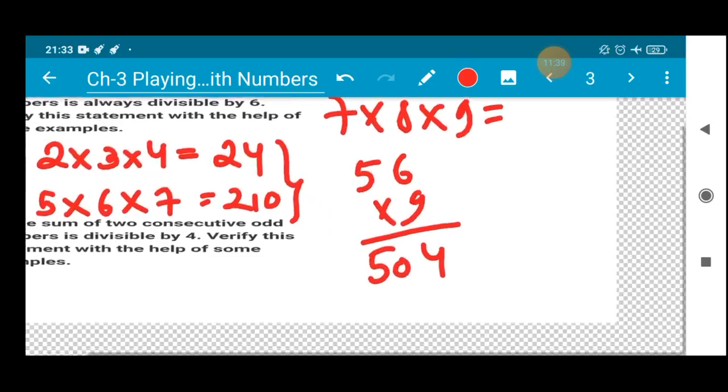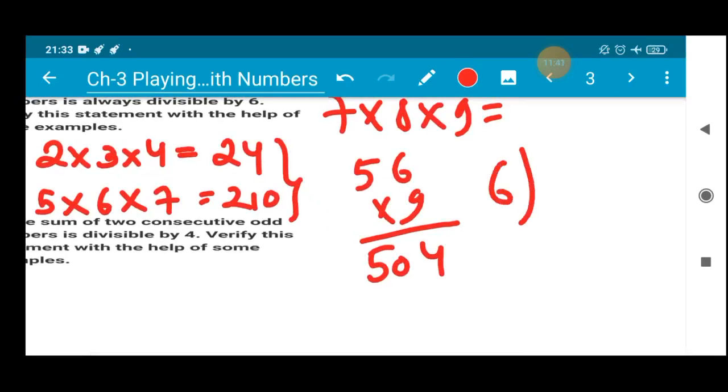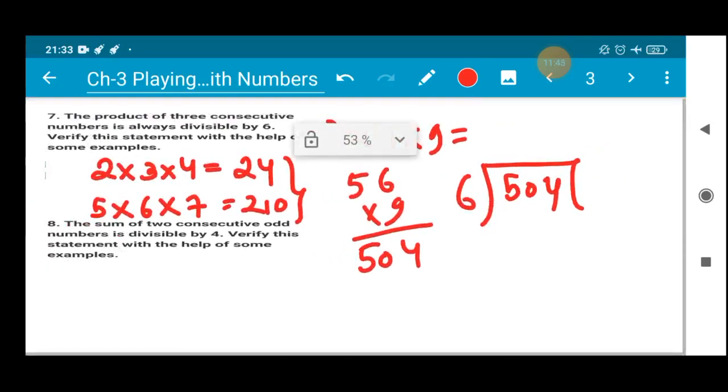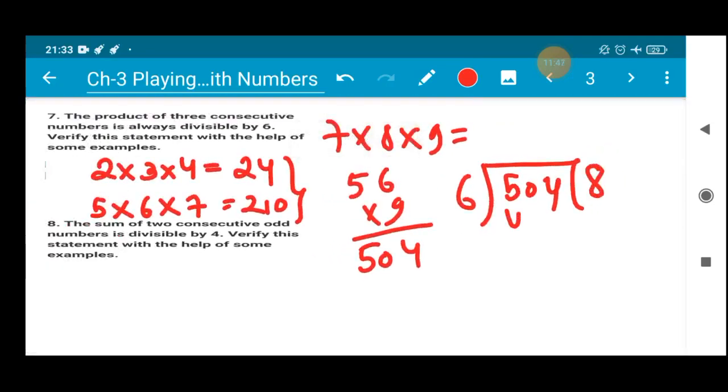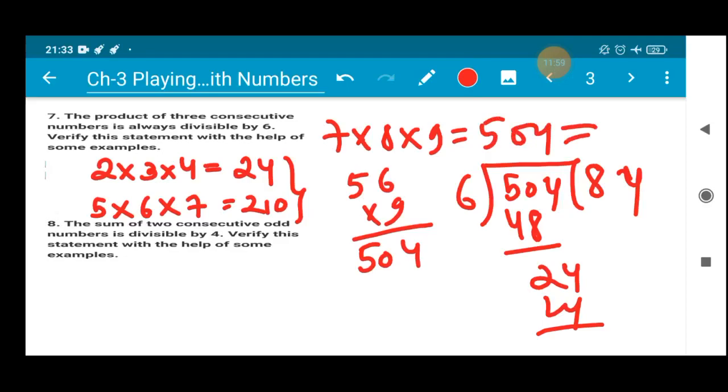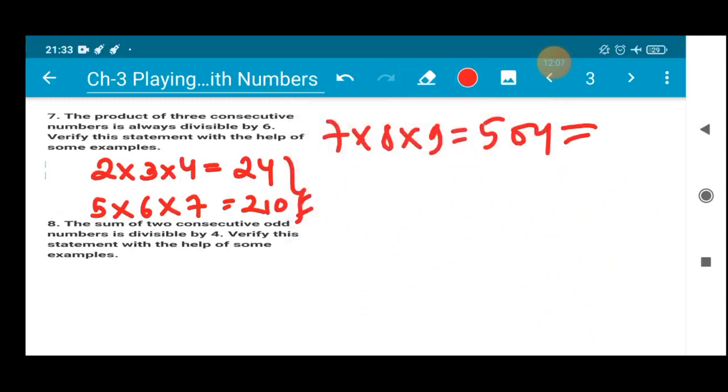Now you have to check whether this 504 is divisible by 6 or not. 6 times 8 is 48. So 6 times 4 is 24. Yes, even this number is divisible. So this number is 504. You can take this example also, right? So taking any example, you can prove this statement. All right, students, I hope you have understood this.